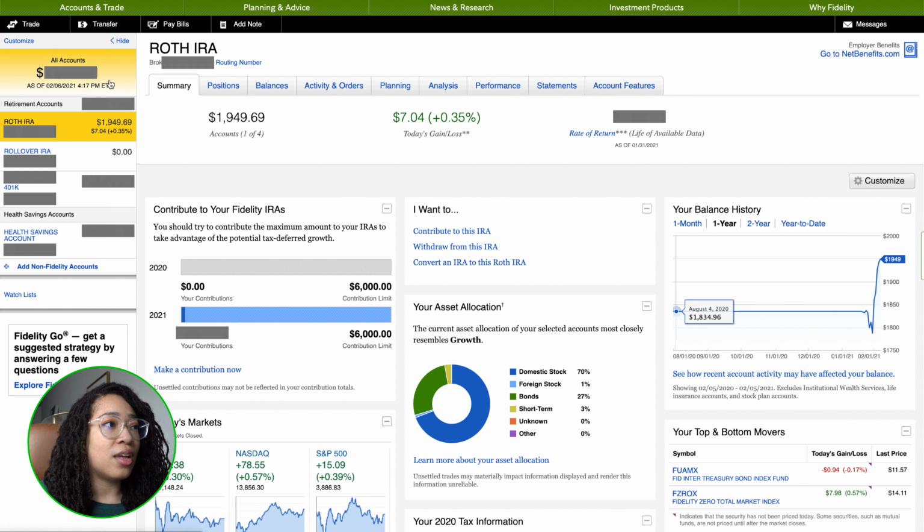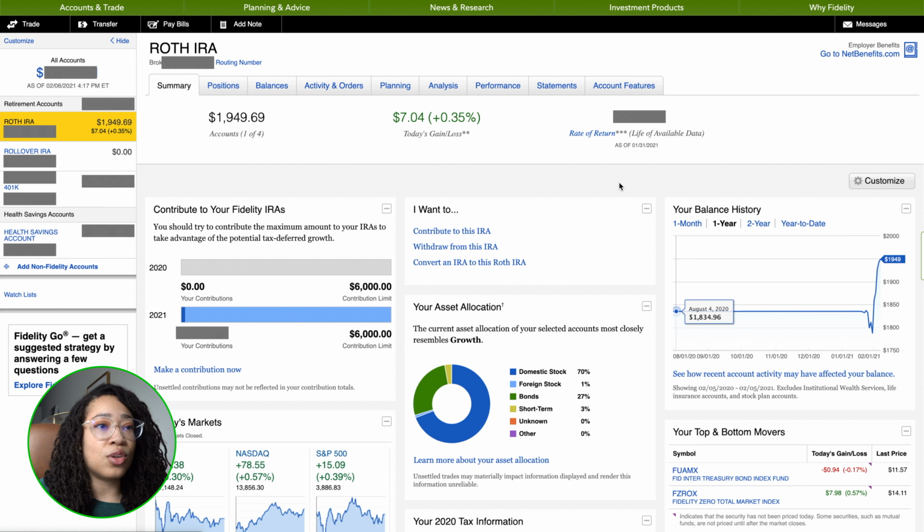Over here, you have all of your accounts. So total, how much money you have in all of your accounts, and then it breaks it down if you have more than one. I have a Roth IRA. I still have this rollover IRA, which, to be honest, I don't know if I should get rid of or not, but it's just sitting there with nothing in it. And then I have a 401k from work, and I also have an HSA account. That combined has the total up here. And then you can click through those. So there's the summary, positions, all these other different things that you can look at.